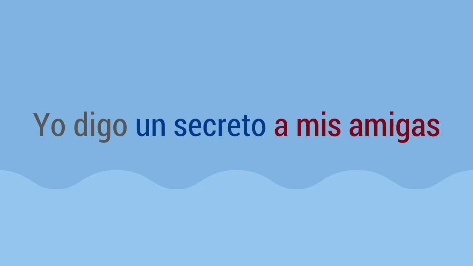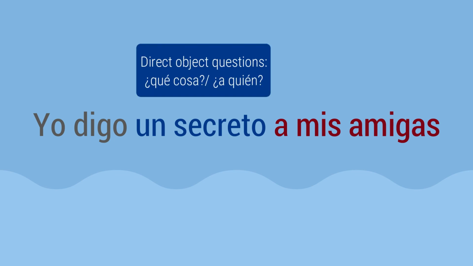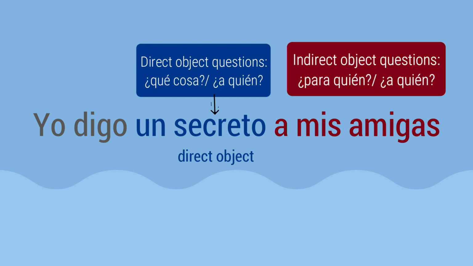Let's take a little practice here. Let's identify the direct and indirect objects in these sentences. Yo digo un secreto a mis amigas. Yo digo, ¿qué cosa? Un secreto, objeto directo. ¿A quiénes? A mis amigas, objeto indirecto, mis amigas.